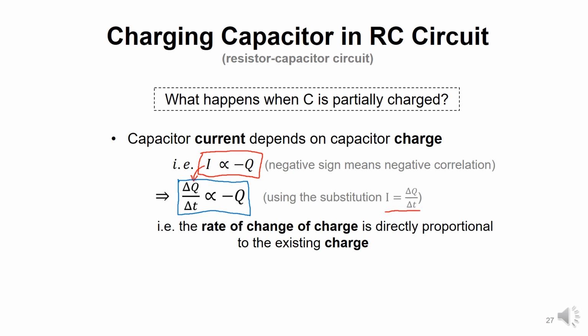In words, that means the rate of change of charge, delta Q over delta T, depends on the negative of the charge existing. So you're dealing with a capacitor charging, and the more charge in the capacitor, the slower it charges. The rate of change of charge in the capacitor is directly proportional to the negative of the existing charge. Let's put the negatives here.